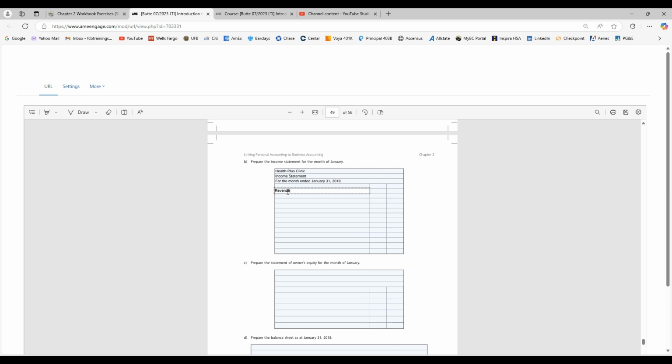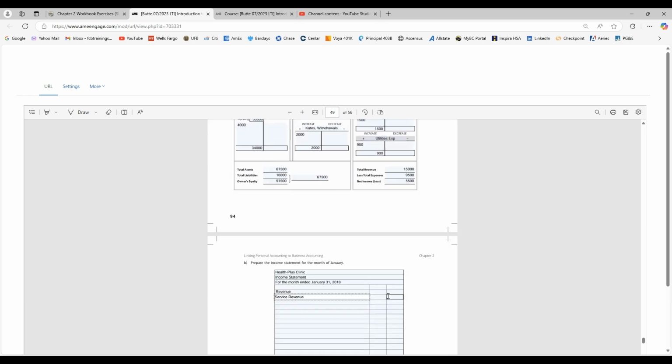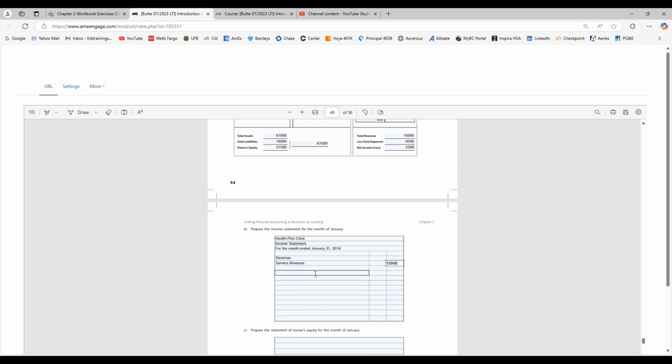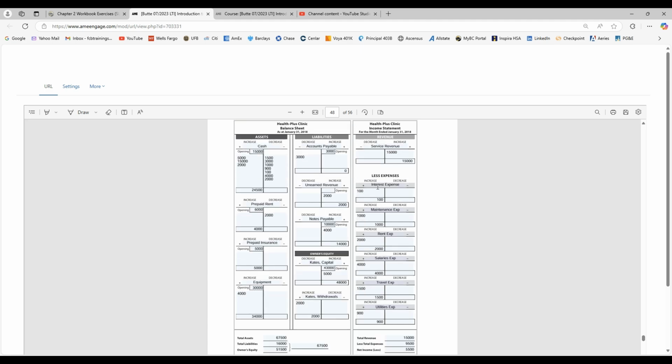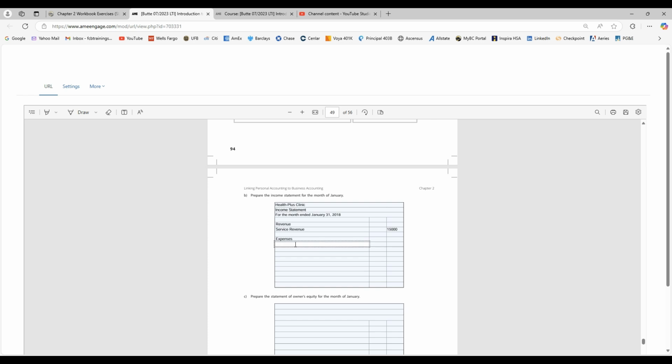Okay, revenue. We have service revenue. And basically we're just taking this information from over here. So our total service revenue is 15,000. And then we'll look at our expenses. So again, basically just taking all of our expenses off the totals for the ending balances of the account.